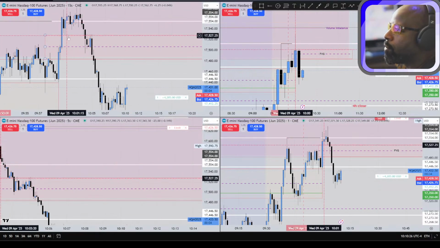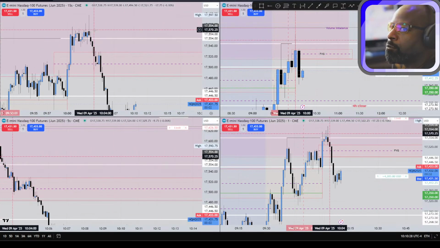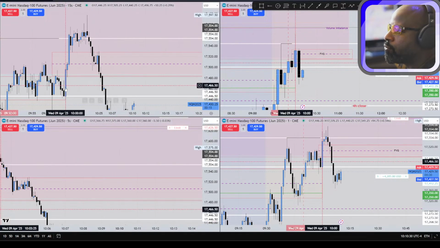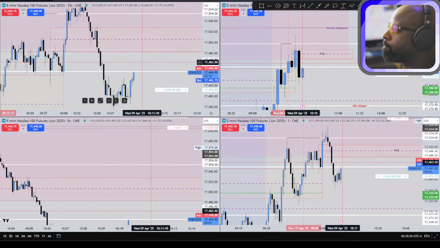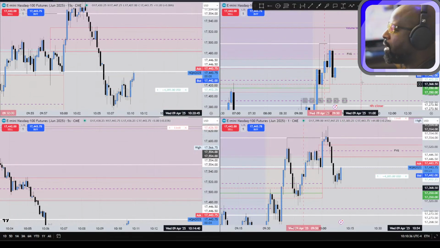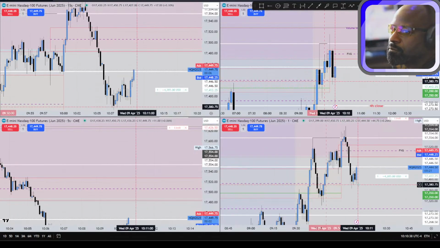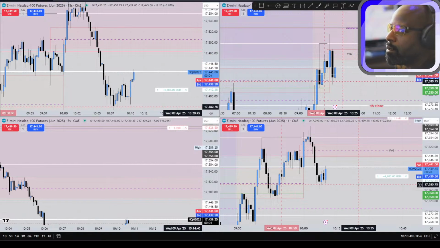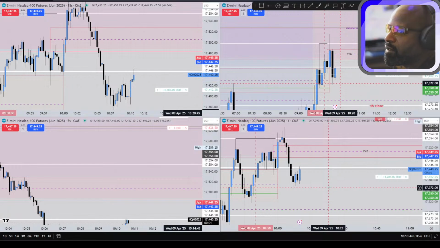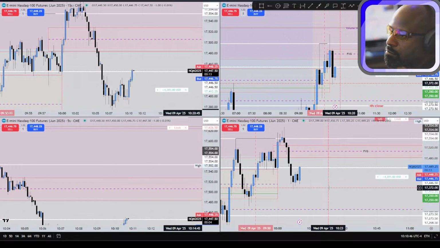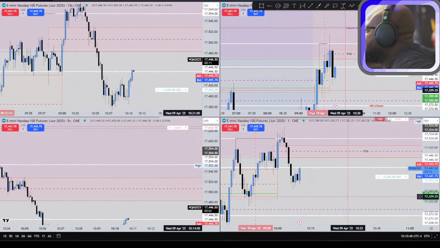We ran above that 4-hour high. Boom, we took the high out, and then we dropped down through the wick of the 4-hour candle. All of this is the wick of the 4-hour candle. Now we've turned and we reversed, and we're pushing back up to the opening price or the closing price of that 4-hour candle. Ooh.